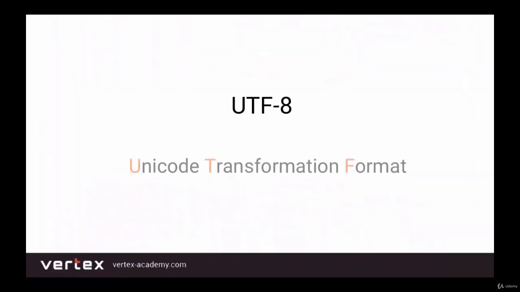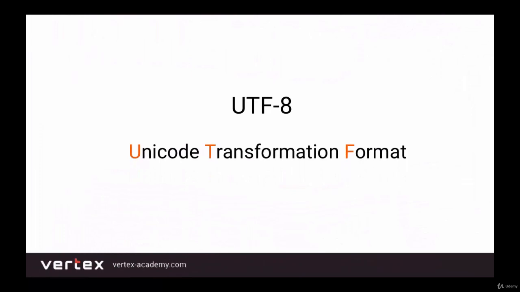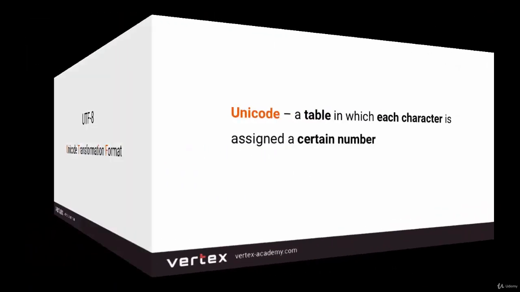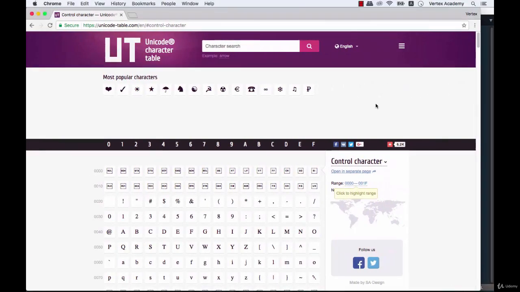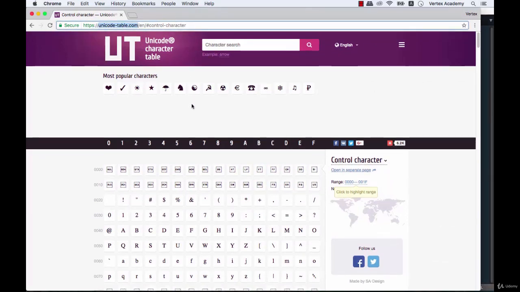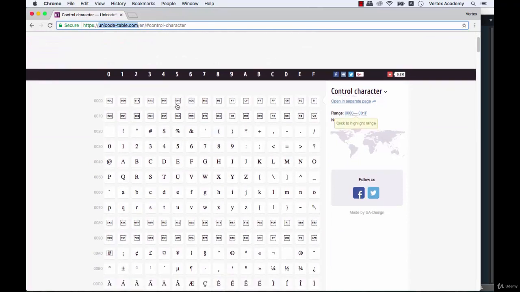So UTF-8 stands for Unicode Transformation Format. And what is Unicode? Well, Unicode is just a table in which each character corresponds to a certain number. It's easier to understand it if it's illustrated in a visual. So let's head over to the website unicodetable.com. And you can see a table on your screen right here. Actually, this is Unicode. By the way, Unicode is also called Encoding Table UTF-8.